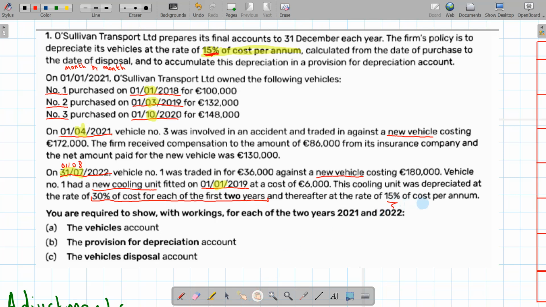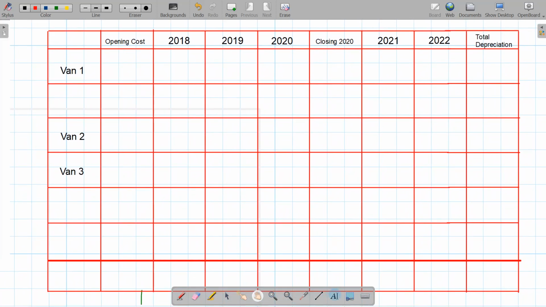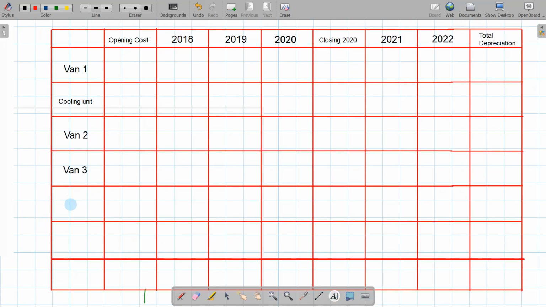So now let's move over to our depreciation table. We know that we have a cooling unit associated with van 1. Okay, we then also know that in our first adjustment, we have purchased a van 4, and we've also purchased a van 5 in the same adjustment when we're introduced to the cooling unit.